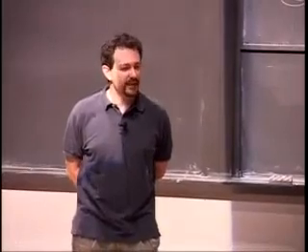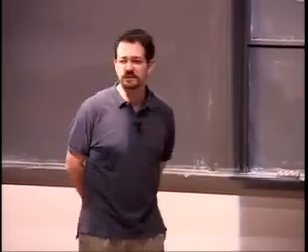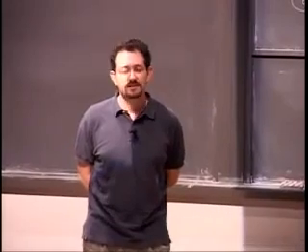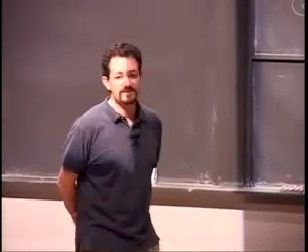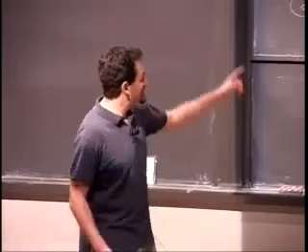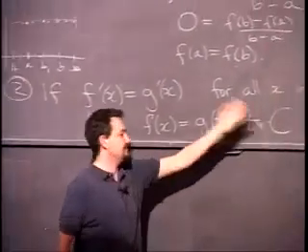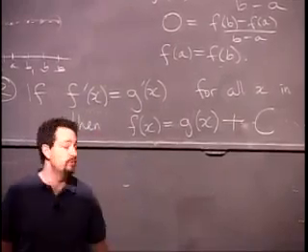And the answer will be x squared, right? But maybe x squared plus 1, or x squared minus 7. Actually, x squared plus any constant has derivative 2x. Is that the only one? Yes. This says that the only thing that could have derivative 2x is x squared plus a constant. So that's why this is so important.